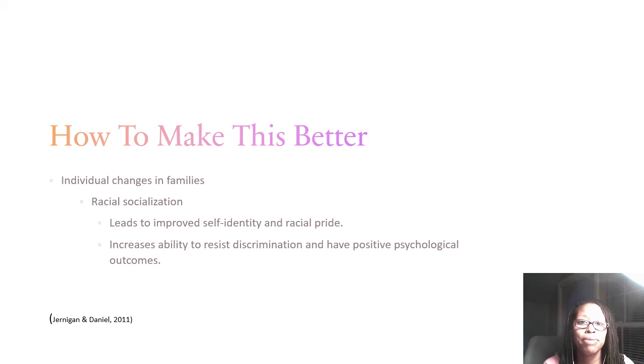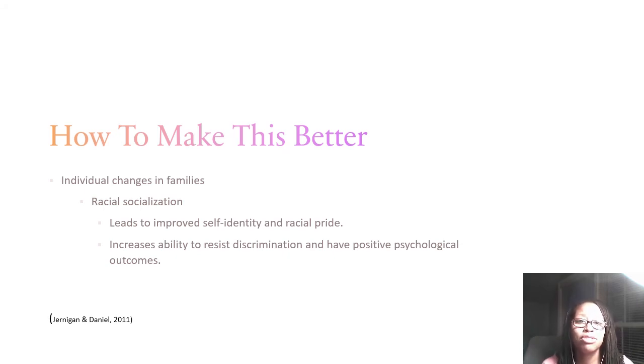So how can we make this better? As family is the first social environment that most children experience, it is important to start there. Black parents and family members can provide the tools and emotional resources to assist their young children in coping with racial discrimination by engaging in racial socialization. Researchers Thomas and King coined the term racial socialization, as described in Jernigan and Daniels' work.